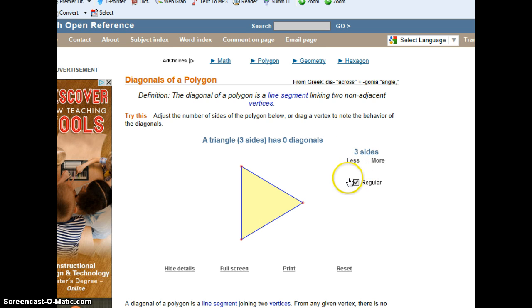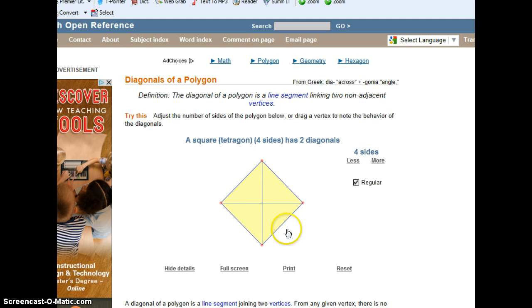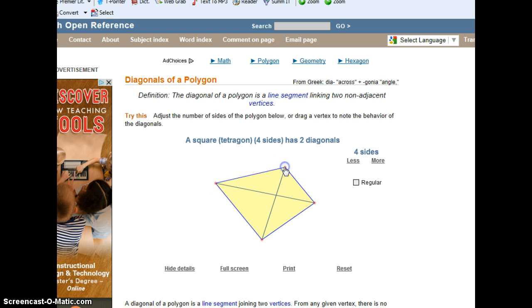You notice in a triangle we have no diagonals at all. There's no way to get from this corner to this corner going through the shape, and this corner to this corner going through the shape. If I add a side, though, now I have a square or four-sided shape, a quadrilateral, that's going to have two diagonals going from this corner to this corner and that one to that one. And I can make this irregular, and it's still going to do the same thing. I still have two diagonals.